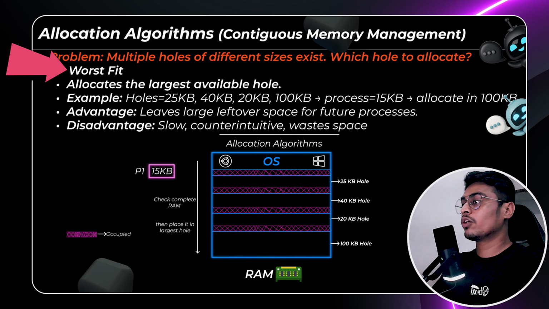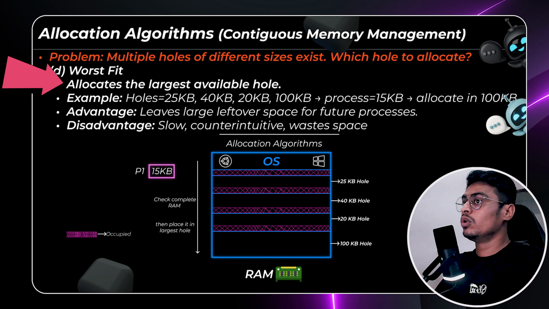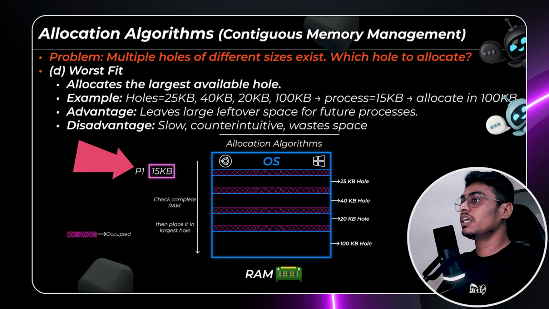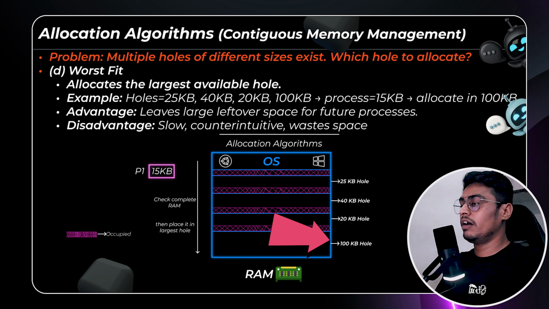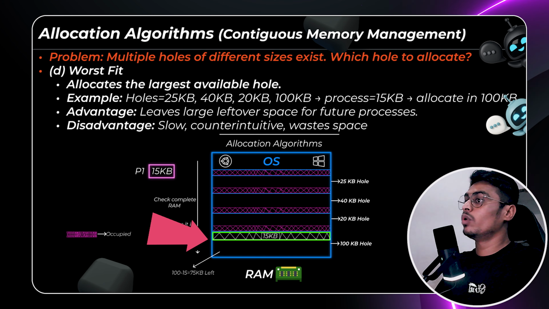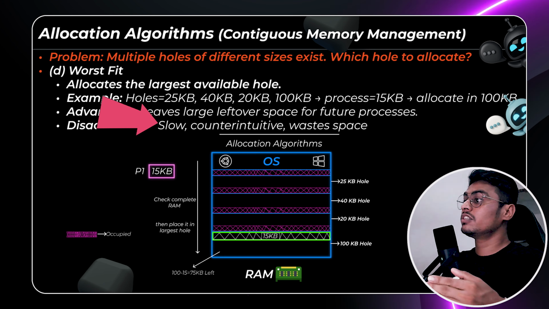Now worst fit algorithm. Worst fit is opposite to best fit. It selects the largest available hole to maximize remaining space after allocation. For a 15 KB process, if holes of 25 KB, 40 KB, 20 KB and 100 KB are available, it chooses the 100 KB hole. It's also slow since it must search the entire memory.